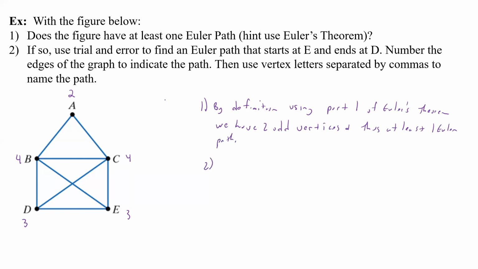All right, so 2. Now we have to do trial and error. We're going to start at E and we're going to end at D, which is good because remember, it has to start at one of the odd vertices and end at the other odd one. All right, so this is one of those things, trial and error. So let's maybe go up. I don't know. Let's go up here. So this is going to be 1.